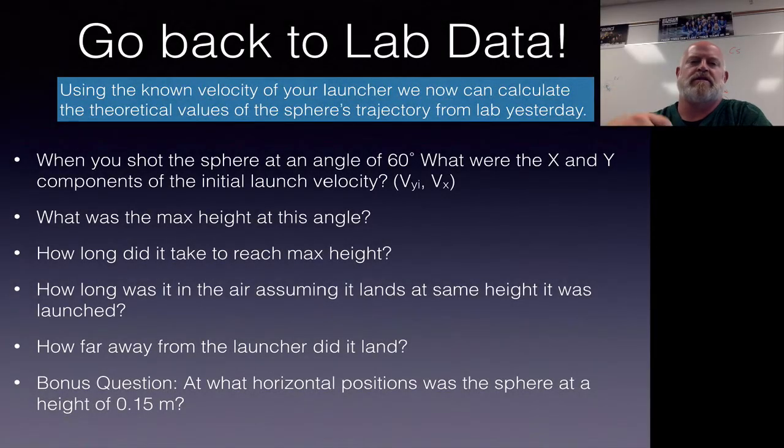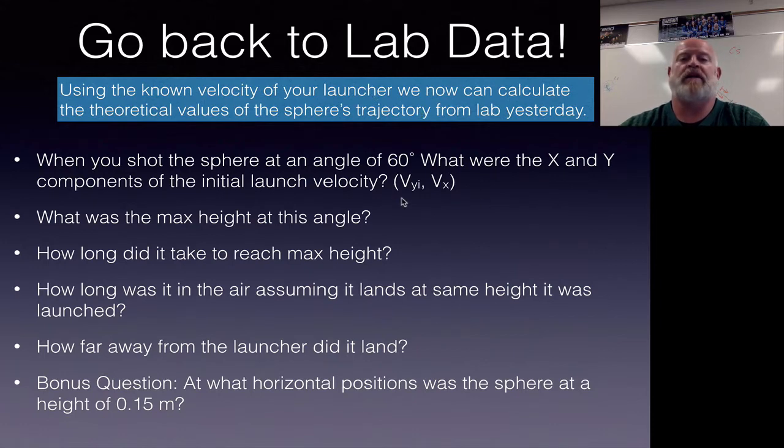Okay guys, in this segment here, what we're going to do is go back to our lab data from our range versus angle lab and talk about that launcher that we had, and what other things can we figure out by launching something at an angle. So one thing we want to take a look at is we have the known velocity of our launcher. Most of our launches at the second setting, we're shooting somewhere around 4.5 meters per second, something in that setting. So we should be able to calculate theoretical values of that whole trajectory from our lab yesterday.